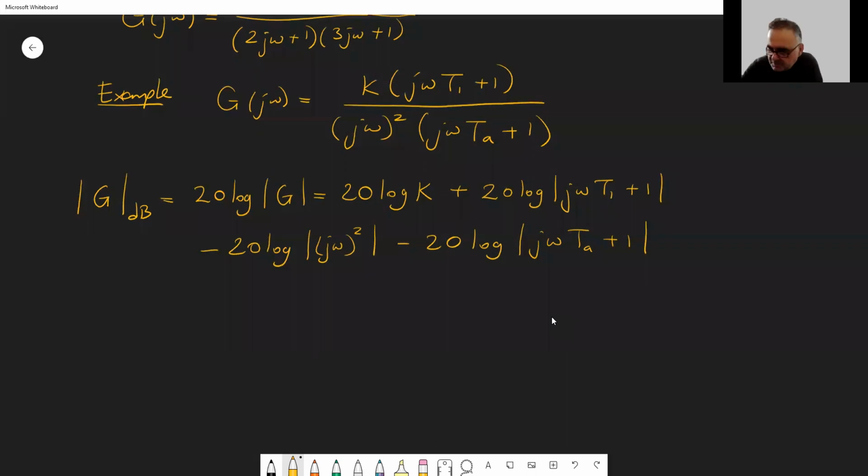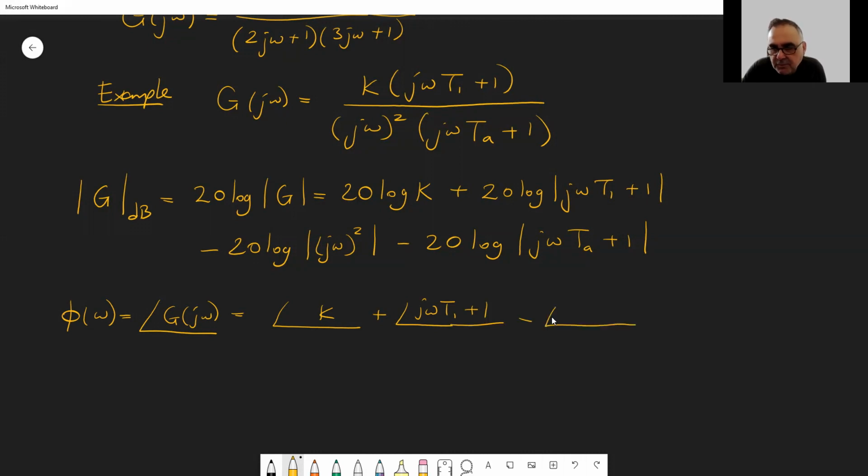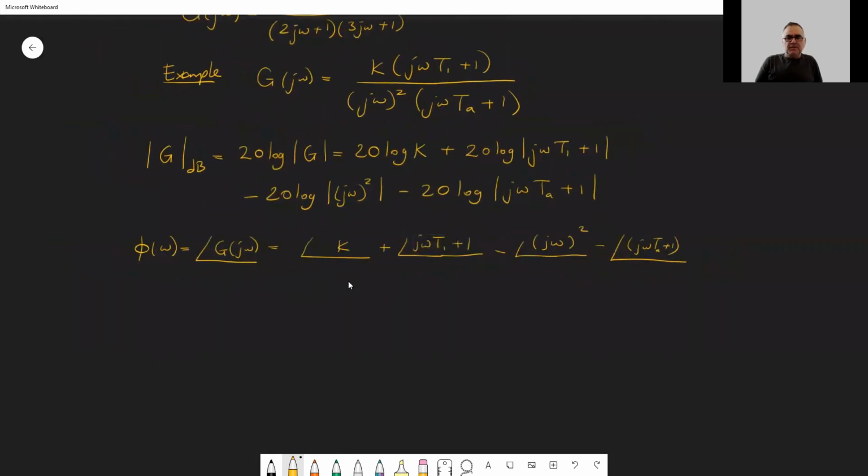And for the phase part, which is the angle of g of k, is going to be the angle of k plus the angle of j omega, minus the angle of j omega squared, minus the angle of omega tau plus 1. Each of these terms, the gains and the phase angles, can be rather easily computed, okay? And we will see that you can kind of easily find each of these terms.